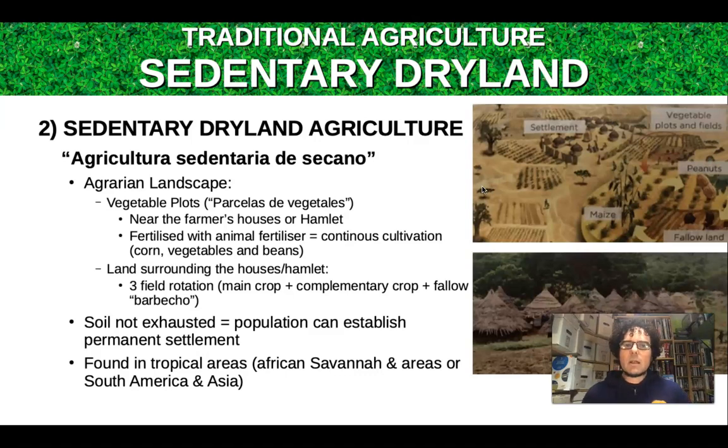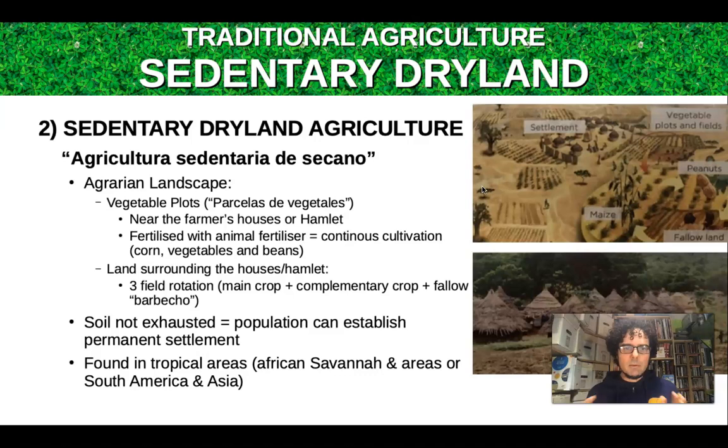Okay, another type of traditional agriculture is the sedentary dryland agriculture, la agricultura sedentaria en tierras de secano, donde llueve poco. Okay? The agrarian landscape is composed of vegetable plots and the land surrounding the houses. In these agrarian landscapes, we find a hamlet, a village, a small settlement. And we find vegetable plots, parcelas de vegetales, near the farmers' houses. They are fertilized with animal fertilizer, and the cultivation is continuous. In these fields, they cultivate corn, vegetables, beans, etc.